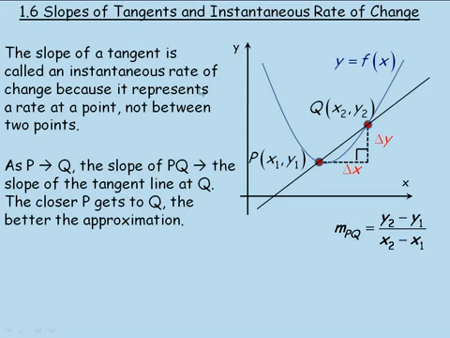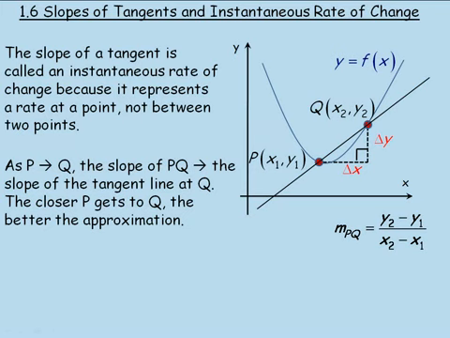In this lesson, we'll take a look at approximating the slope of a tangent, which is an instantaneous rate of change, using the slope of a secant, or reading the slope of the tangent directly from the graph. Now, the slope of a tangent line is called an instantaneous rate of change because it represents how fast something is changing at a single point or at a point in time, not between two different points or two different points in time.